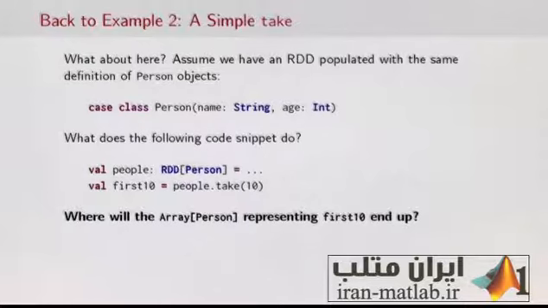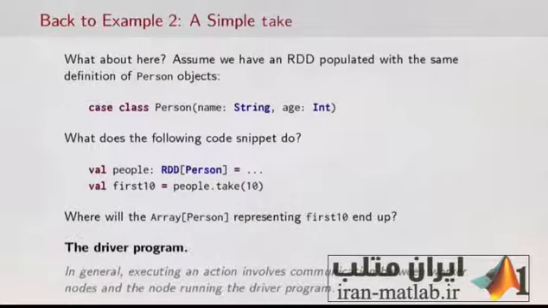Okay, what about this? The second example here. So what if we have this RDD of people and we do people.take? What happens? Where will the array of Person representing the first 10 end up? Well, by now I think you'll guess the driver program, because in general when you execute an action, it involves communicating data back from the worker nodes to the driver program. So what you do here is you're telling the executor nodes to do this computation and to send it back to the driver node. So running an action actually sends data back to the driver node. You're giving an order to the worker nodes to do some work, and then the worker nodes are sending their data back to the driver node. So the driver program is the one that has this array of 10 Person objects.